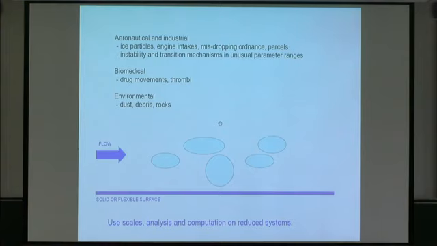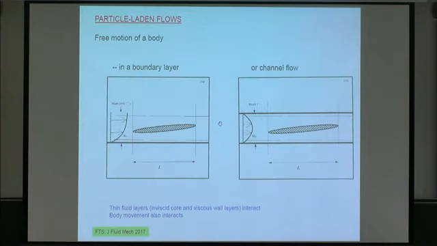And we're going to use again scaling and analysis and computation on some reduced systems. Okay, I'll go through 2 or 3 cases just to show you what we've done, not omitting the details, and then focus at the end on one little case which might be of interest. So here, this is looking at a long body in a boundary layer or channel flow, and having it interacting with the oncoming velocity profile.